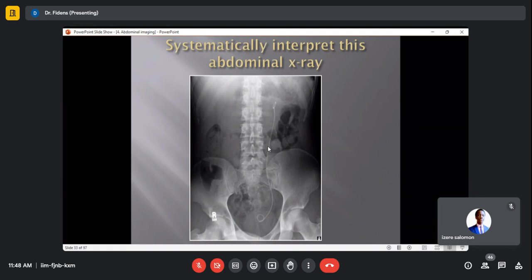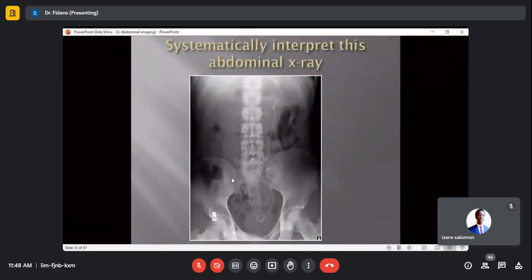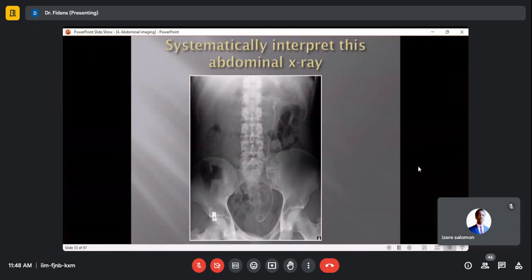Okay, so what is that line? Yeah, it's just the position of the patient, the structures that are passing there. Even the bowel loop can give this kind of thing. Okay.